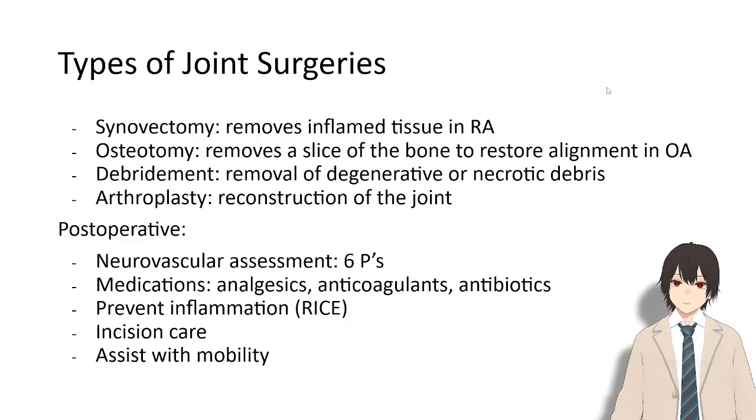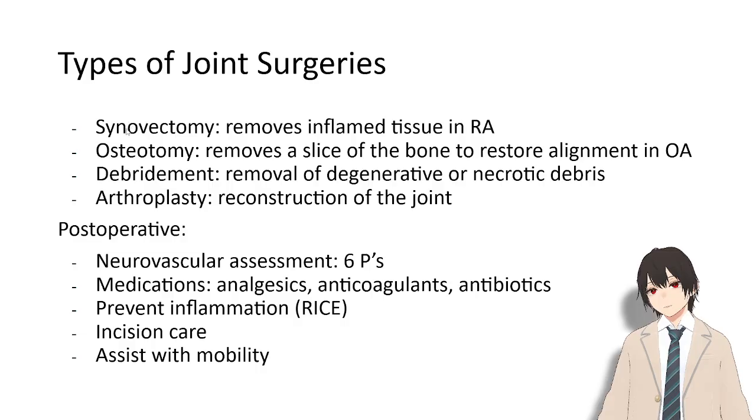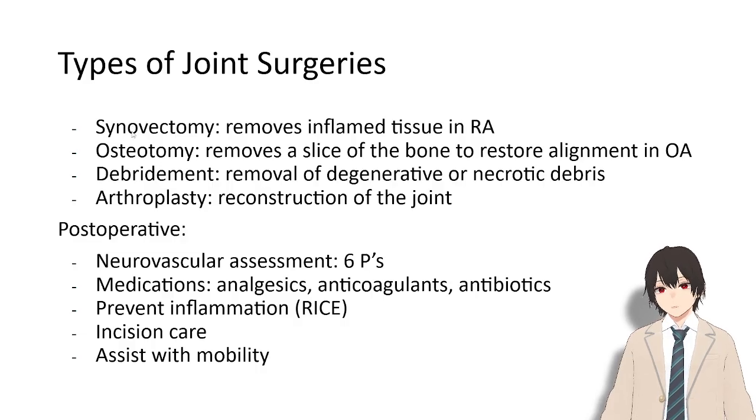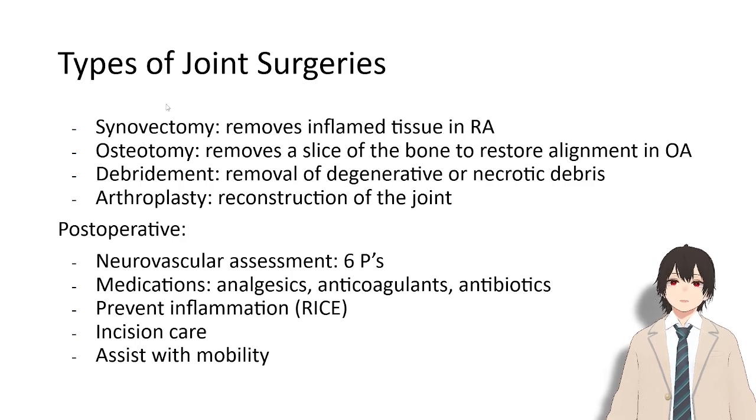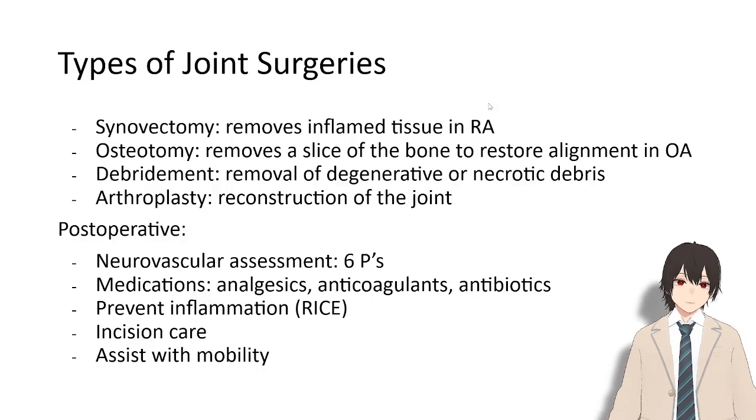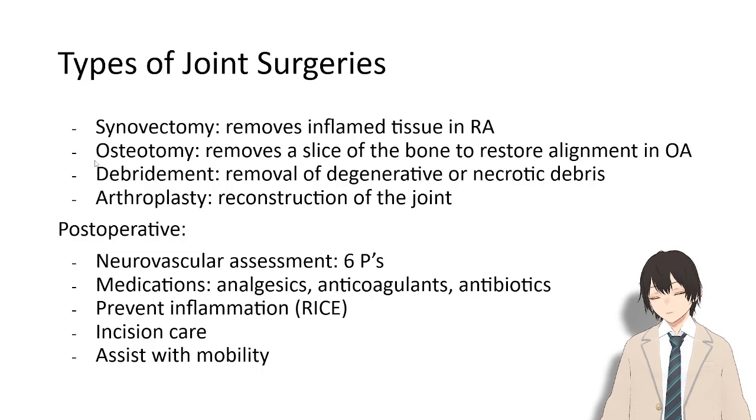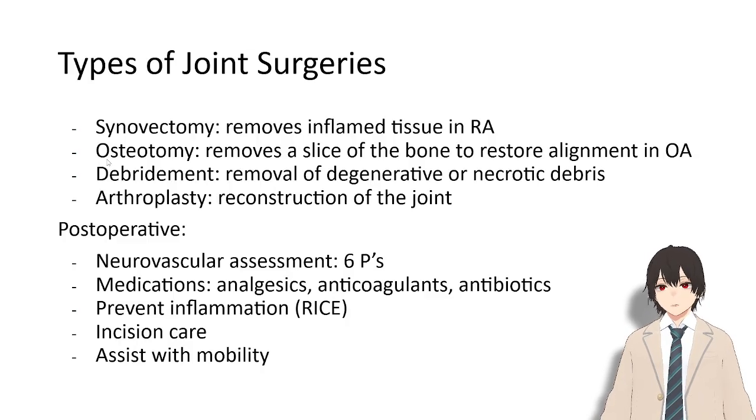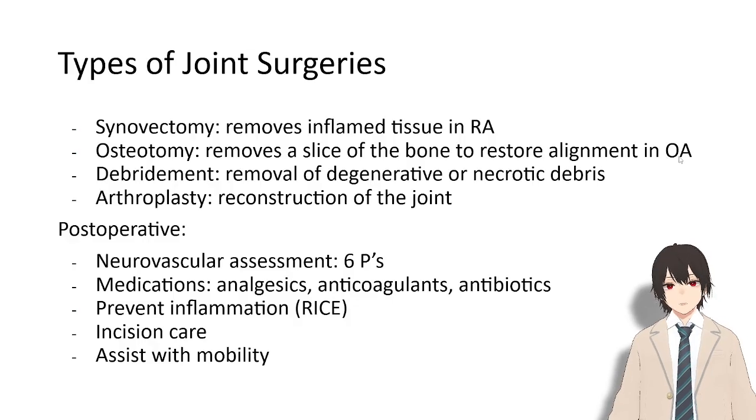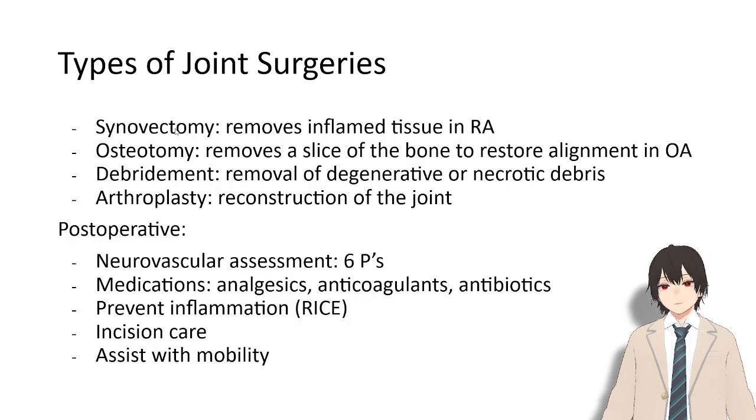This chapter goes a little bit into also the joint surgeries, such as these options right here. Honestly, this is pretty easy as long as you memorize like the root words. Like sino, you usually know that it means to do with a joint. So this, you can think of it like the synovial joint. It removes the inflamed tissue, for example in rheumatoid arthritis. Osteotomy, it's removing a part of the bone, because osteo, you want to think of like bone, right? To restore alignment. In OA, which is another type of arthritis.